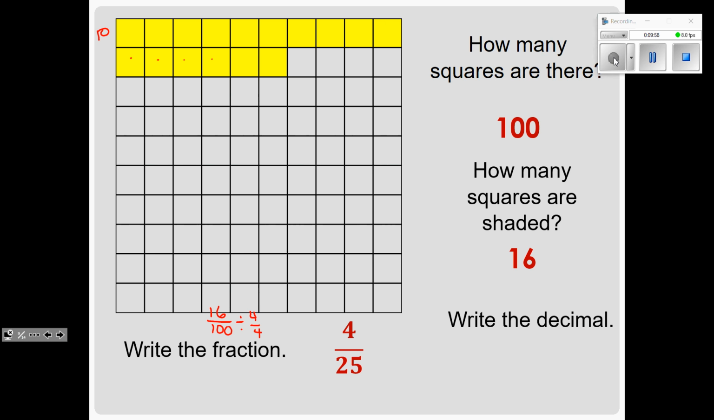But as a decimal, remember our fraction was 16 hundredths. It reads exactly the same way as a decimal. So 16 hundredths would be 0.16. And to write that as a percent, you just move the decimal over 2 places and it would be 16%.